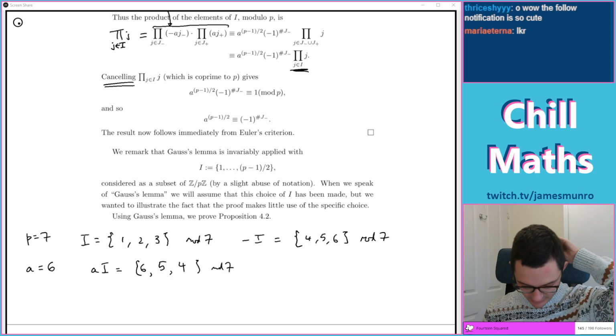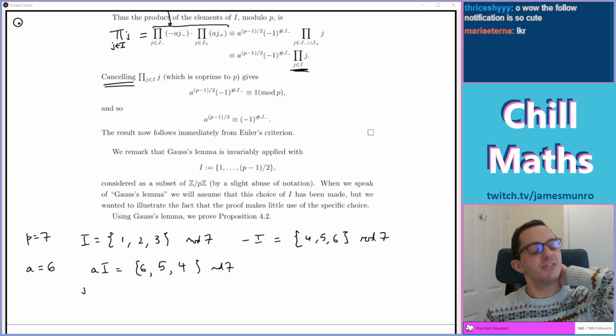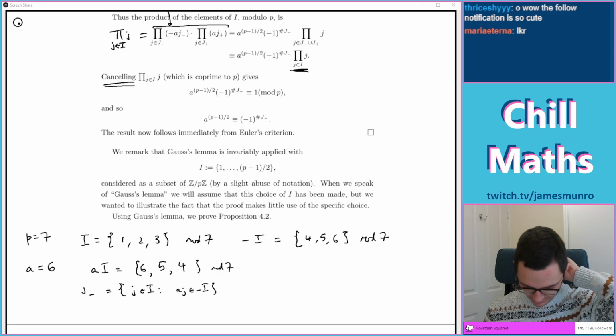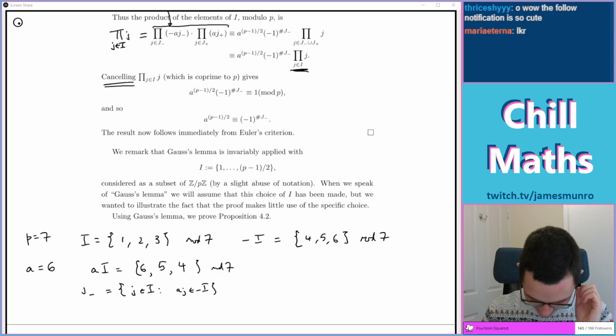So J minus is the set. Oh my goodness. J minus is the set of J in I such that aJ, which is all of them, I think. Have I got this right?